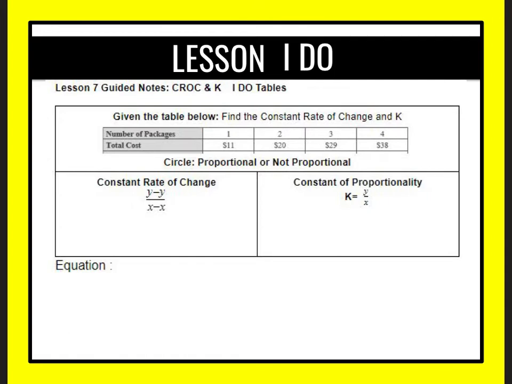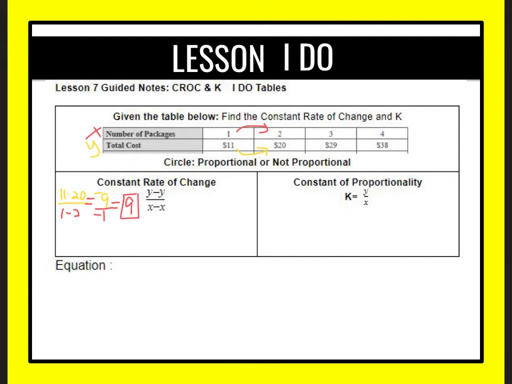So in this, we, again, always want to label our x and our y variables. So here we're looking at the number of packages and their total cost. So again, how do I find the constant rate of change? Well, I do change in y, as it says there, 11 minus 20 over change in x, 1 minus 2. When you type that into your Desmos calculator, you're going to get negative 9 over negative 1, which equates to just 9.